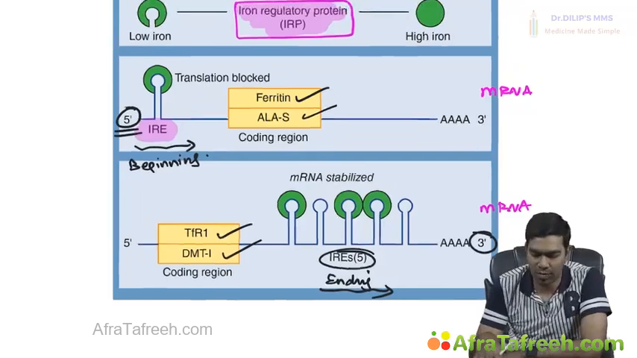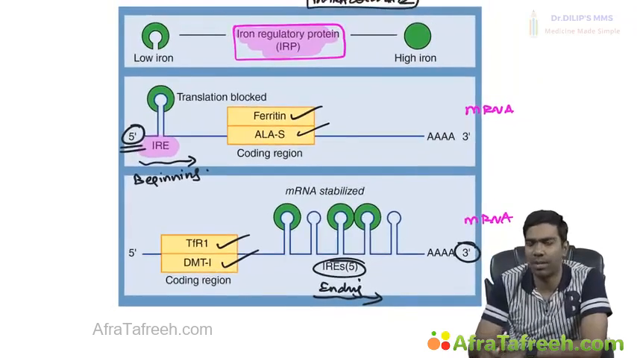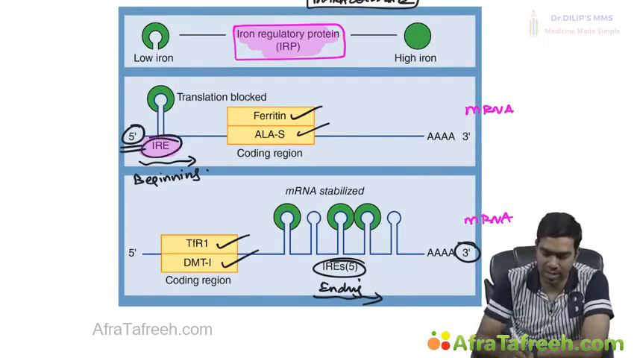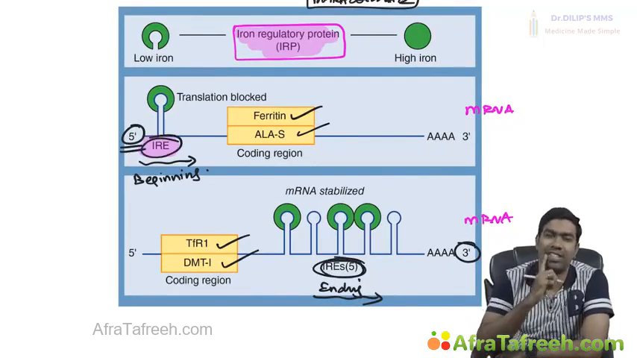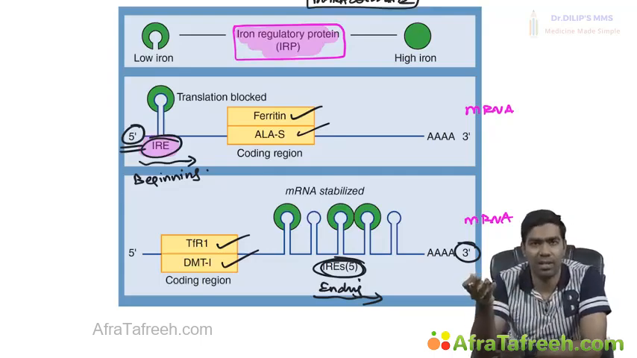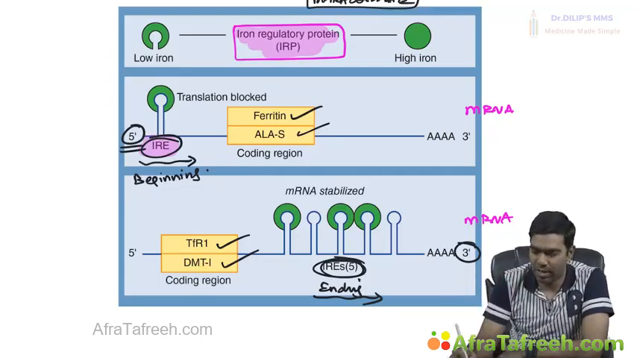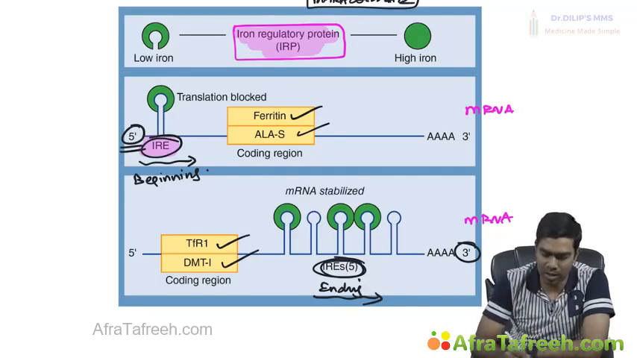So what is the role of this iron regulatory protein and iron response elements? The entire cornerstone for understanding is where these iron response elements are placed: in the 5' or in the 3'. Suppose let us assume a condition where there is low iron. Let me put this in a different color, red.